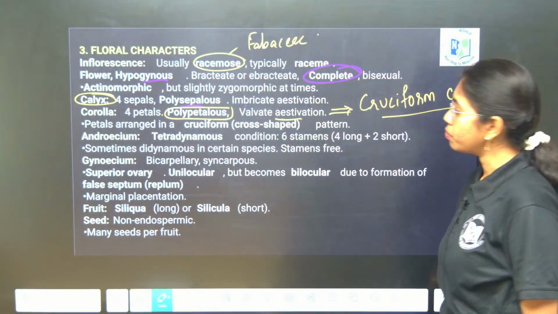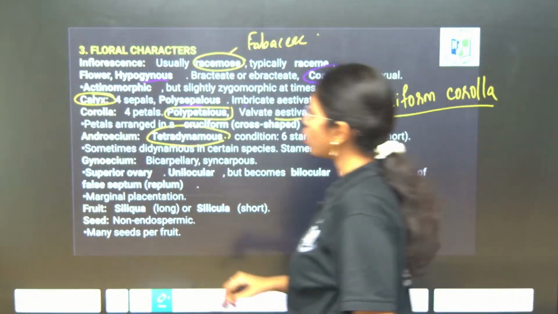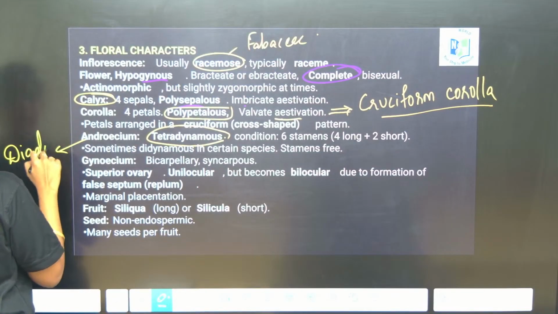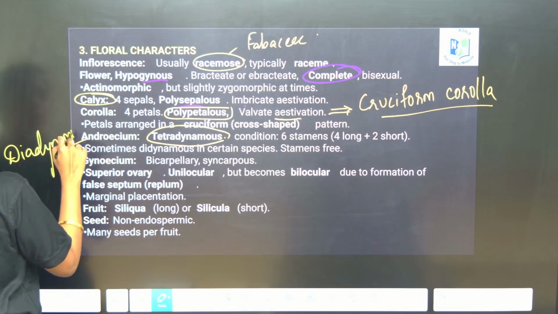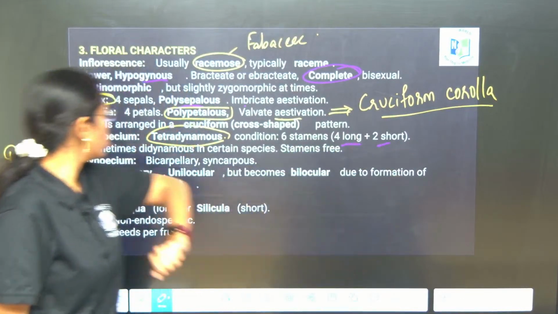Next, the androecium shows tetradynamous condition. This also shows diadynamous condition as well. Diadynamous condition, okay, with 6 stamens, 4 long and 2 short.